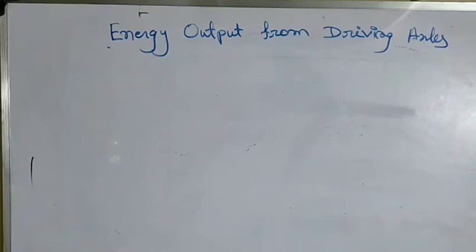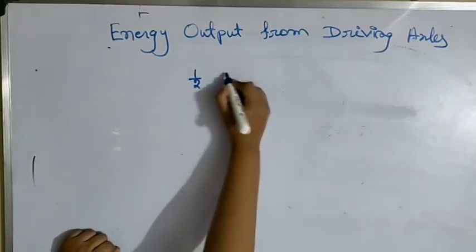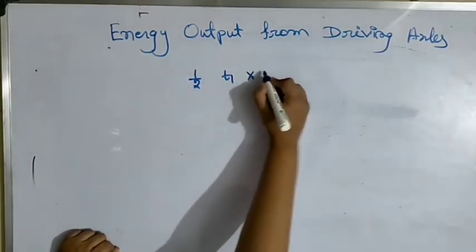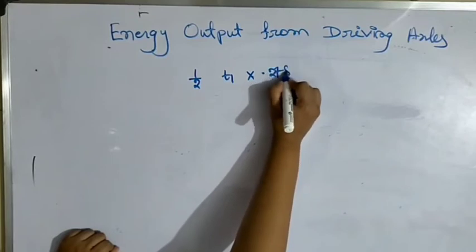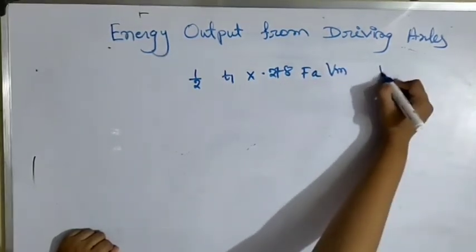And if power is expressed in watts and the time in seconds, the energy is in watt second or joule. Suppose we want to calculate the energy output when the speed time curve is approximated by a trapezoidal curve. The energy output during acceleration is given by half T1 into 0.278 Fa into Vm watt second.